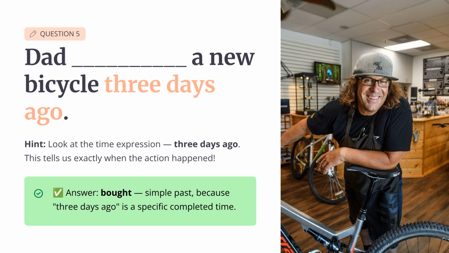Look at question 5. The sentence states, Dad blank a new bicycle 3 days ago. Look at the time expression, 3 days ago. This tells us exactly when the action happened. So the answer is bought. We use the simple past because 3 days ago is a specific completed time. The full sentence is, Dad bought a new bicycle 3 days ago.